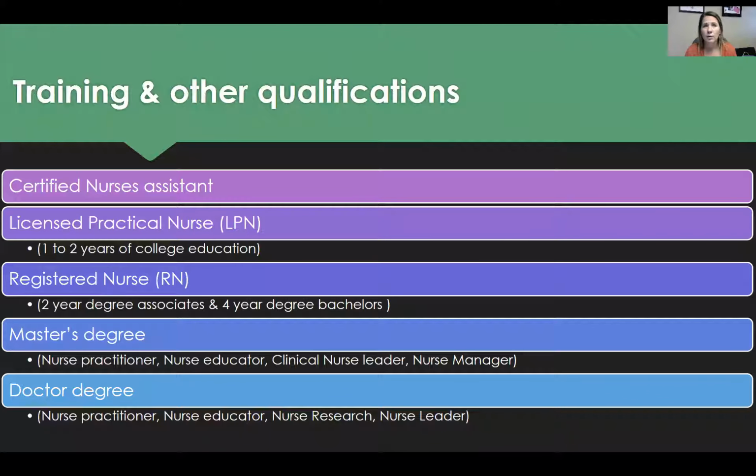We refer to that as the nurse's scope of practice, and it's the different things within their license that they're allowed to do. So we as nurses have to know what tasks and skills fall within our scope of practice, and those will increase the more education that you have. If you want to go back and further your education, like becoming a nurse practitioner or an educator, you would need either a master's or a doctoral degree for either of those positions.